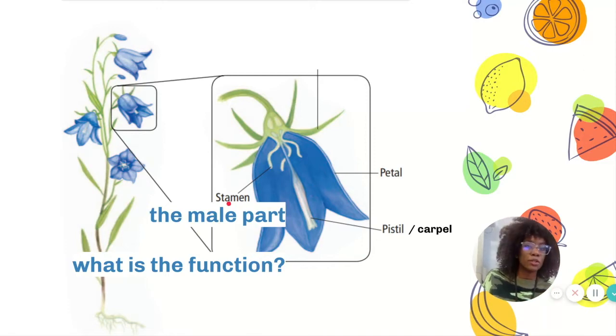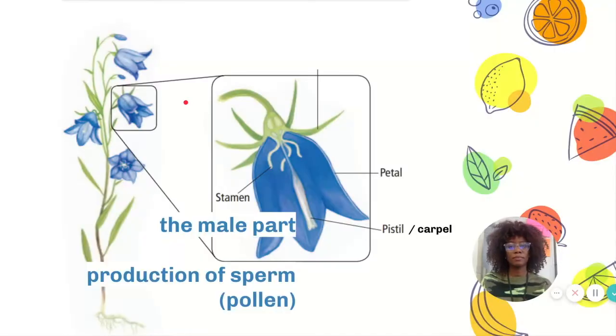Okay, so first things first, we're going to talk about the stamen. The stamen, this part right here, all three of these are called stamens. They are the male part of the flower. What is the reproductive function of something that is male? Exactly, to produce sperm. Sperm in plants is pollen.